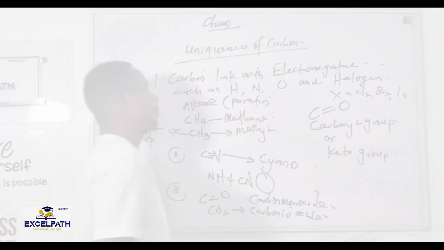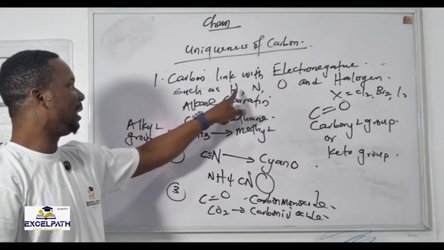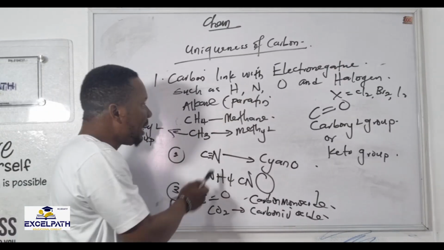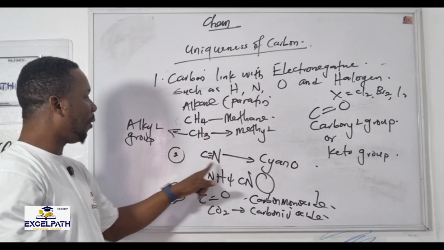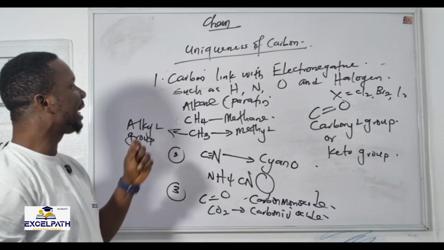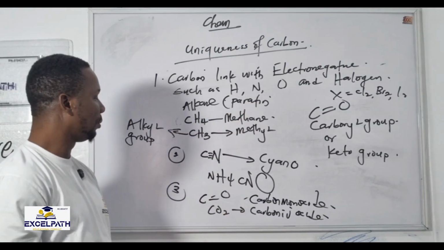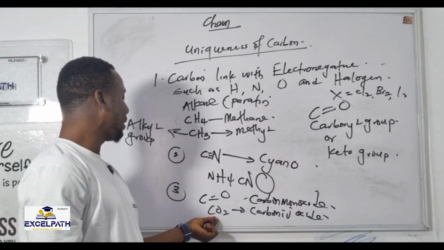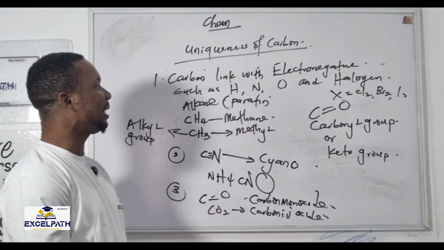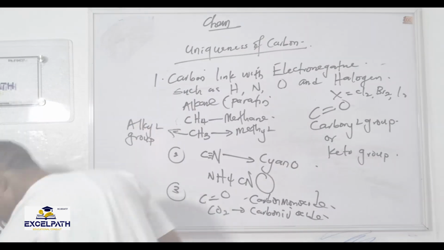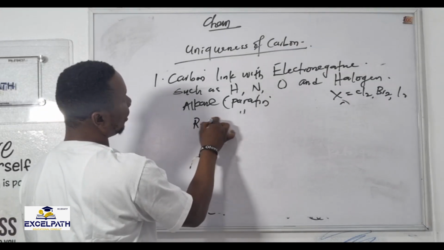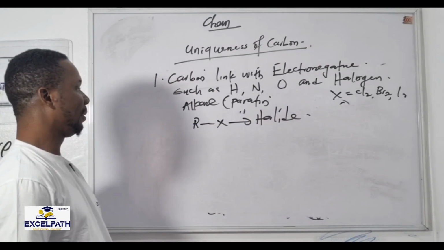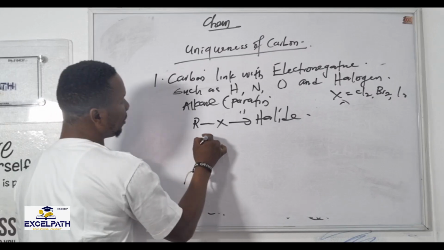Keto groups. Carbon can link with electronegative elements, linking with hydrogen forming methane, methyl, linked with nitrogen, it forms cyano group. Linking with oxygen, it forms keto group. And CO can be carbon monoxide, CO2 can be carbon dioxide. That's one uniqueness of carbon. If it links with halogens, it's going to form what is called the halides.